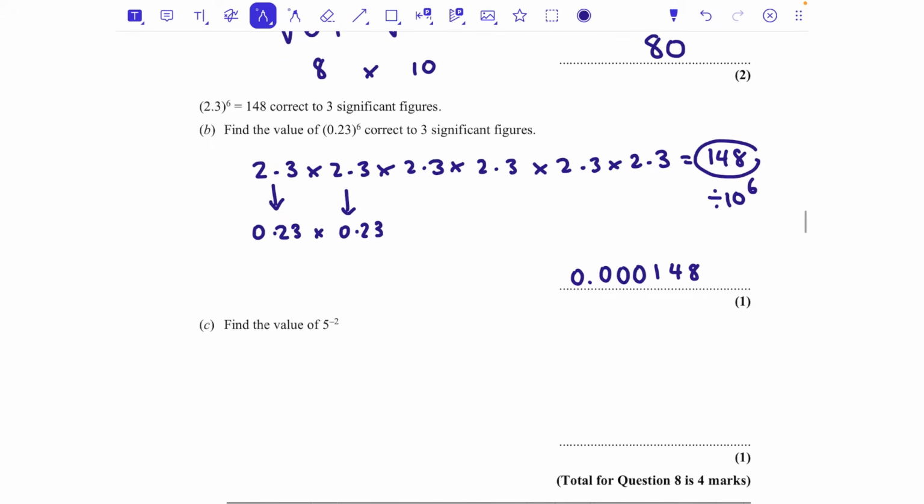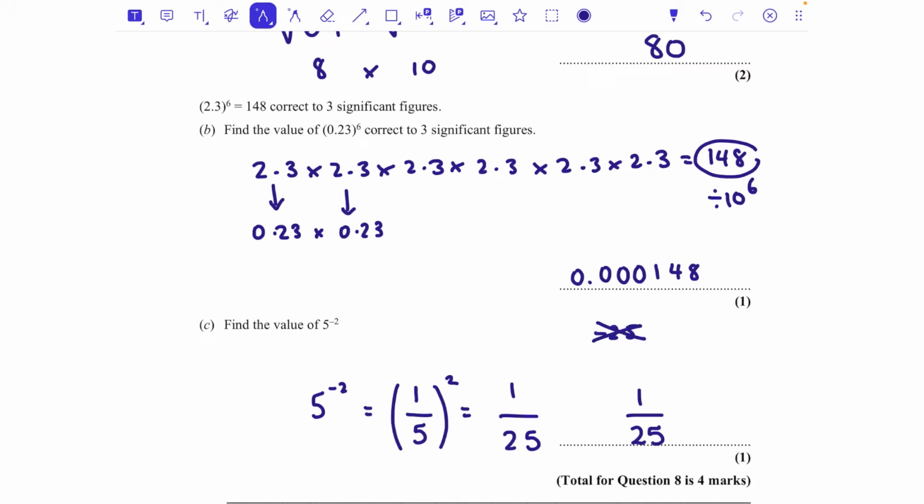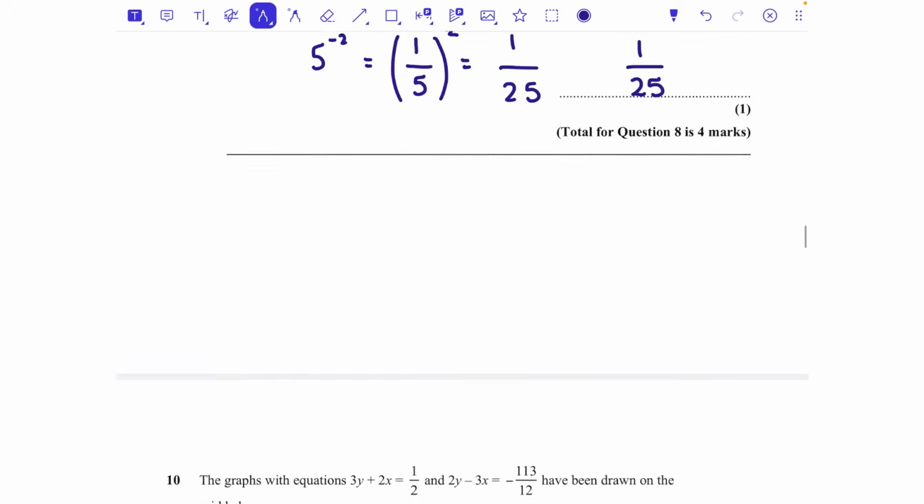Part C, find the value of 5 to the power of minus 2. A really common question, again, for the non-calculator paper. So when we have a power that is negative, we do the reciprocal of that number. So 5 to the power of minus 2 is the same as 1 over 5, that's the reciprocal, squared. 1 squared is 1 and 5 squared is 25. So you're going to square it and you're going to do the reciprocal. 1 over 25, not minus 25. It's the most common incorrect answer I see. We're not making it negative. We're doing the reciprocal. That's what that minus power does.